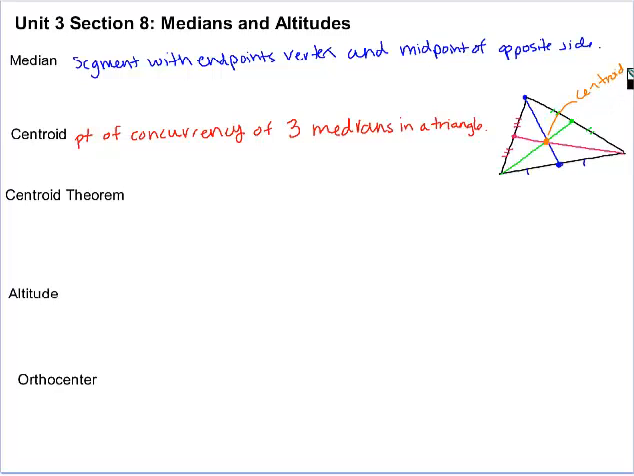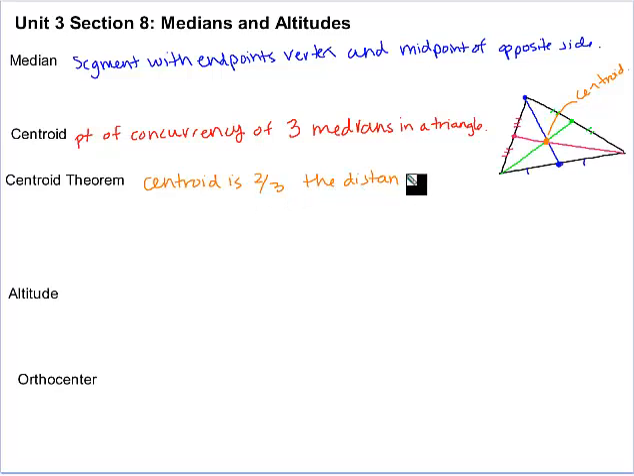The centroid does have a special relationship for how it intersects each of those lines, and we can find that out through the centroid theorem. The centroid theorem tells us the centroid is 2/3 the distance from each vertex to the midpoint of the opposite side.